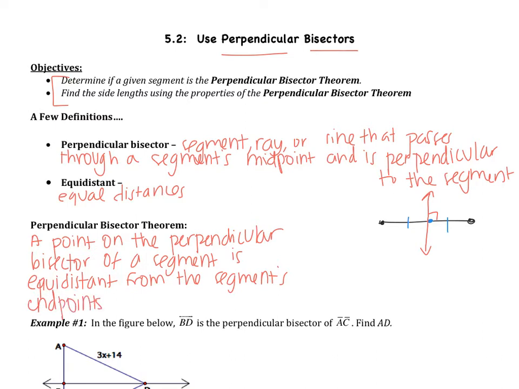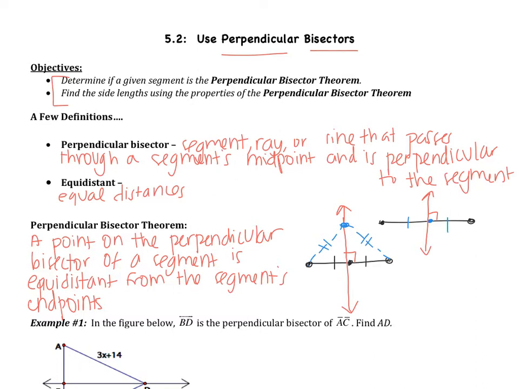So drawing ourselves a picture again. Here's my segment, here's my midpoint. My perpendicular bisector is going to go through that midpoint, and it's going to be perpendicular. Okay, so now this theorem says any point that's on the perpendicular bisector, so this point, let's say, is going to be the same distance from the two endpoints of the segment. So those two dashed lines that I drew in are going to be congruent.